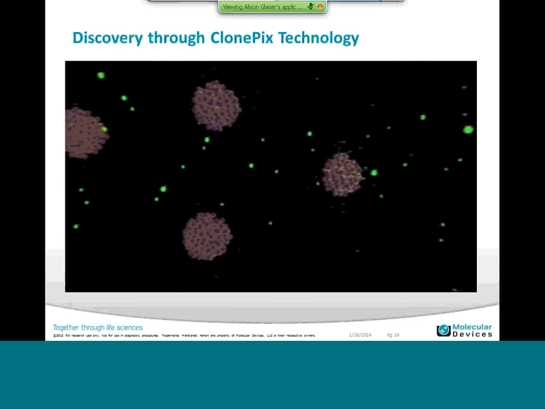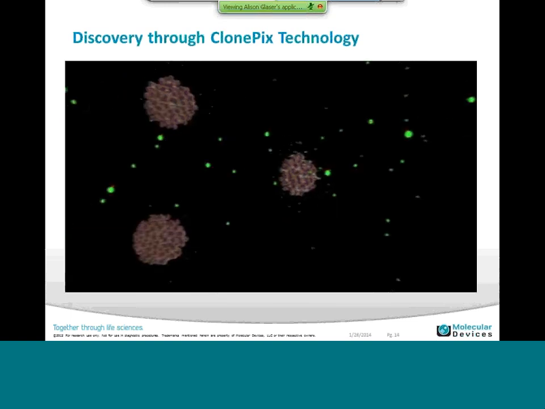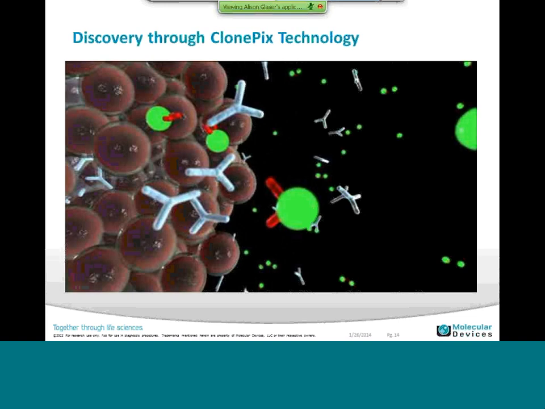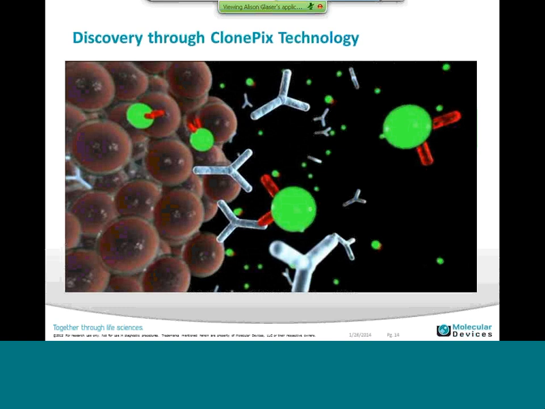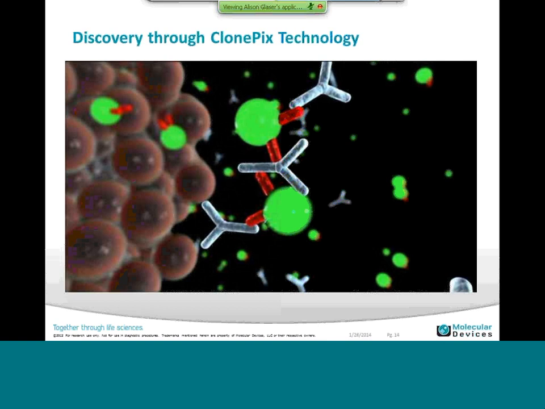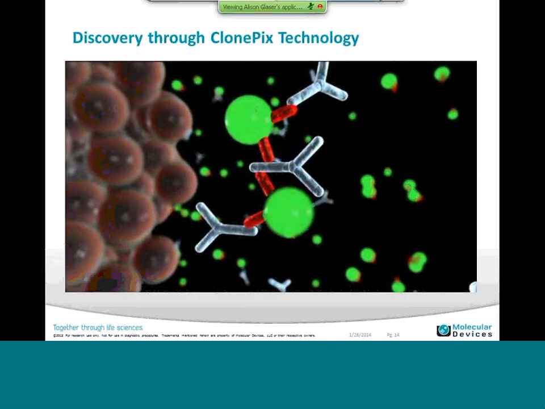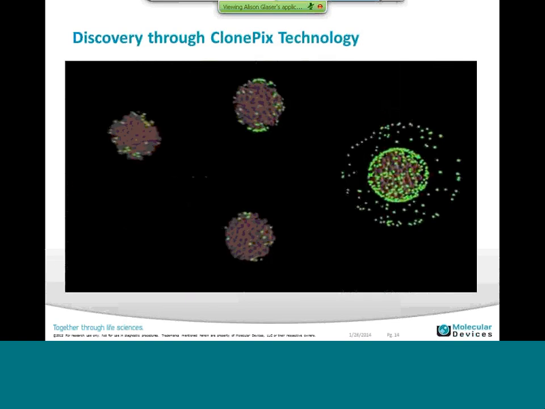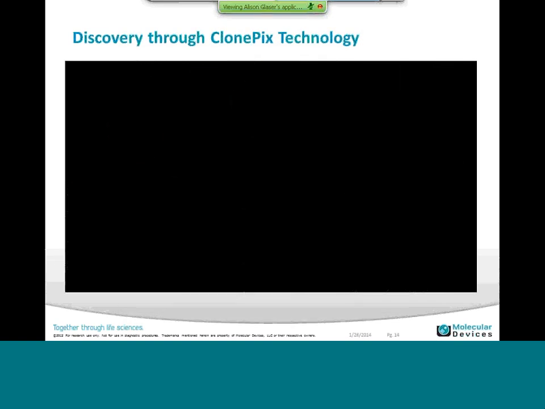Fluorescent labeled antibodies are also plated with the cells. In this case, the cells are secreting immunoglobulin IgG. A labeled anti-IgG, such as Molecular Devices CloneDetect, is small enough to diffuse through the semi-solid matrix. As the cells secrete IgG, the antibody binds to it, forming a complex around this colony.